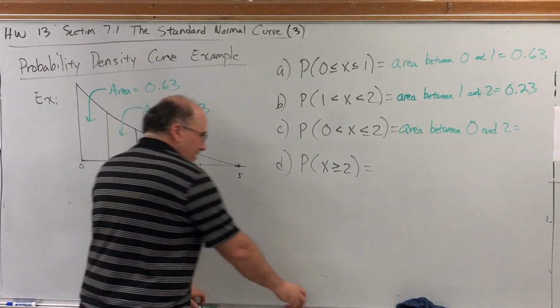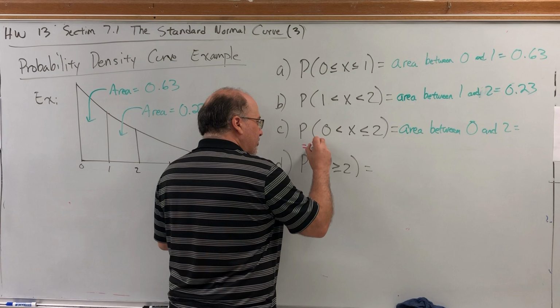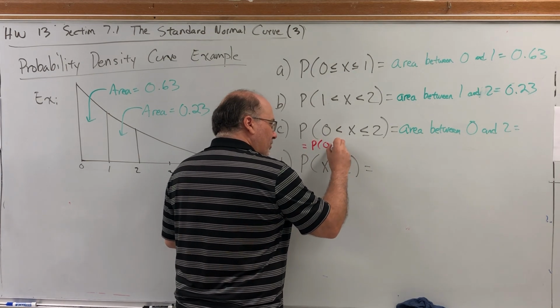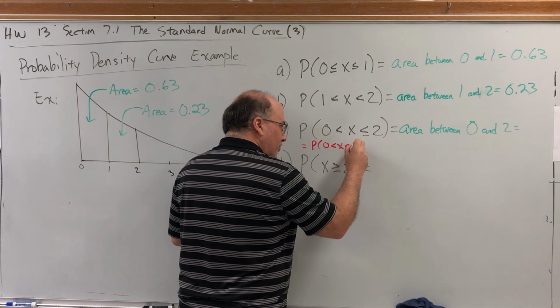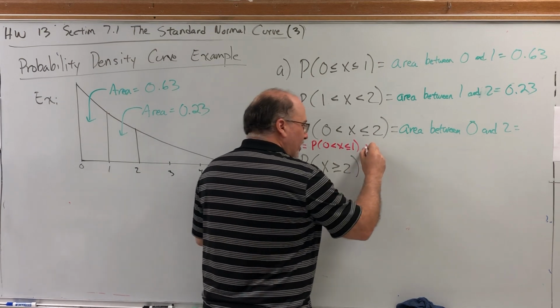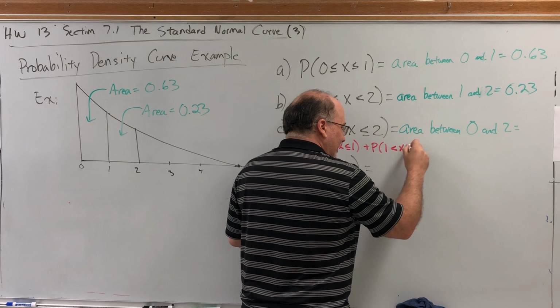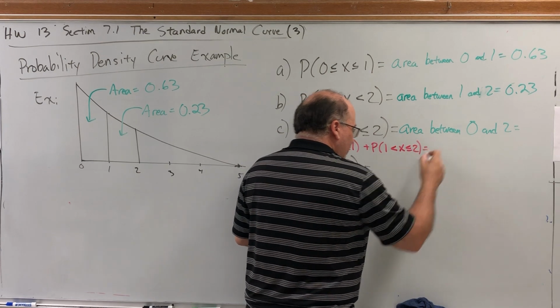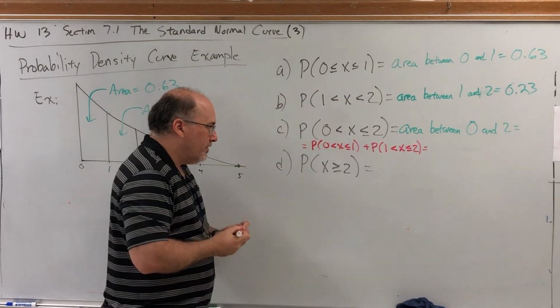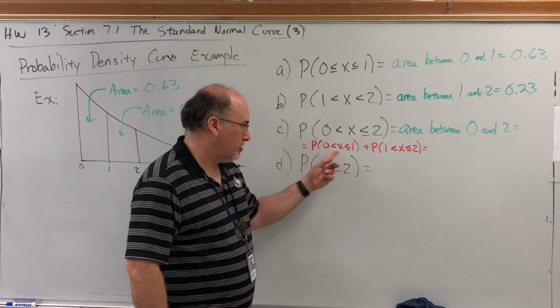In fact, you could explicitly say that this is equal to the probability that 0 is less than x is less than or equal to 1, plus the probability that 1 is less than x is less than or equal to 2. Why? Because these are mutually exclusive events.